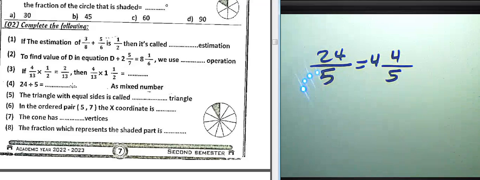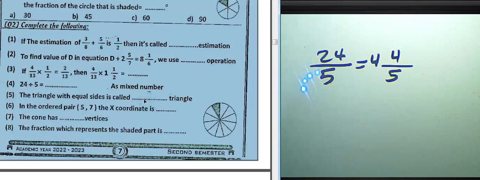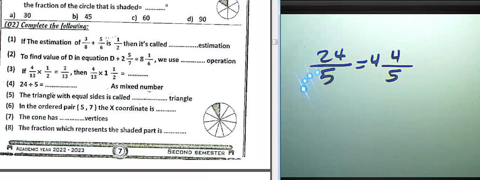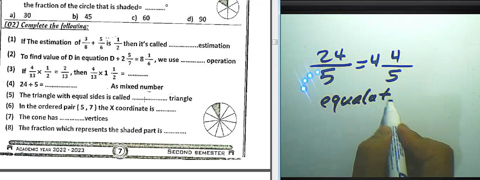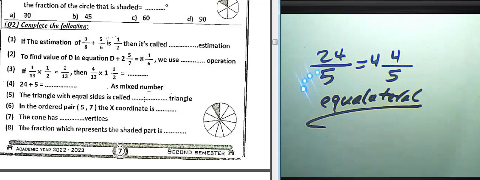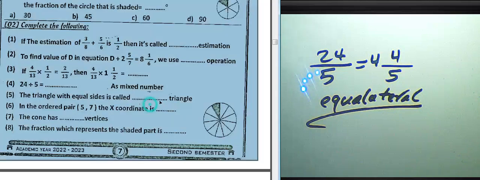The triangle with equal sides is called space: isosceles triangle or equilateral. With equal sides, equilateral. All sides equal lengths, equilateral. Equilateral triangle. It's question number 5. Okay, right here equilateral. In the ordered pair 5 and 7, the x coordinate is 5. Right, 5 here.